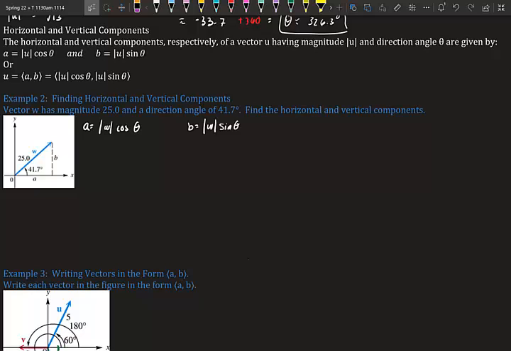Horizontal and vertical components. The horizontal and vertical components respectively of a vector u having magnitude absolute value of u and direction angle theta are given by a equals the absolute value of u times cosine theta and b equals the absolute value of u times sine theta. So u equals <a, b>, which is the same thing as <|u| cosine theta, |u| sine theta>. It's x and y, that's why cosine is x, sine is y.